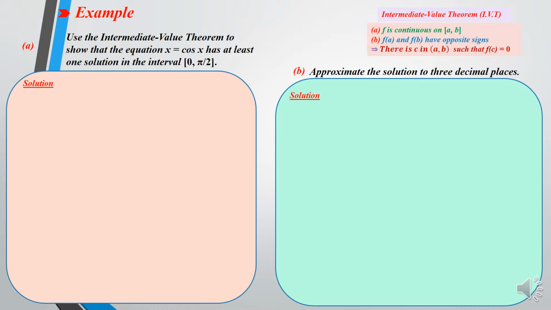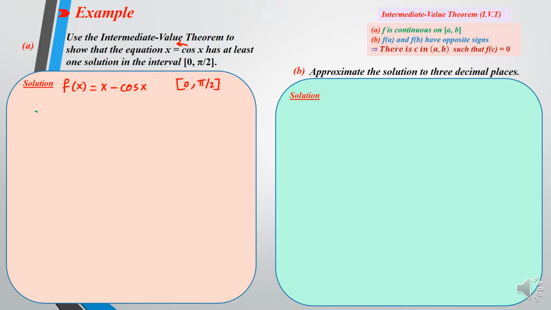In part A you have to use the intermediate value theorem to show that the equation x equals cosine x has at least one solution or one root in the interval from 0 to pi over 2. To do that you have to check the conditions of the intermediate value theorem, but first you have to create a function by moving cosine x to the left hand side. You will get f of x equals x minus cosine x, and the interval is given, which is from 0 to pi over 2.